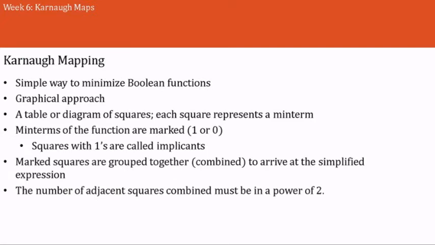Okay, so what is Karnaugh mapping? The map method, also called the Karnaugh map or K-map, provides a simple way to simplify Boolean functions. It is a table or diagram made up of squares. Each square represents a minterm of the function that is to be simplified. Simplifying a function entails marking all squares that represent the minterms of the function with ones or zeros, and using patterns of adjacent marked minterms to arrive at a simplified algebraic expression of the same function.